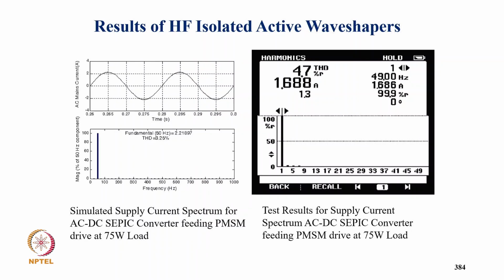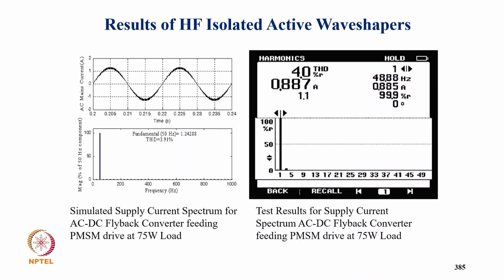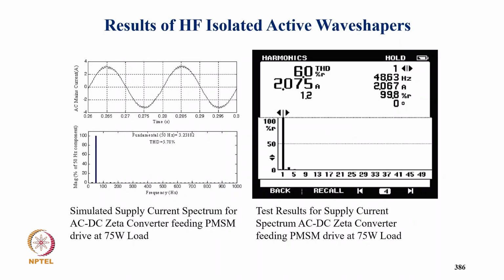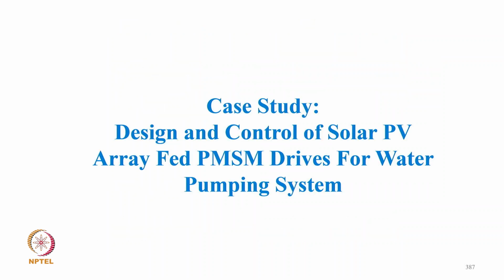And experimentally 5.7%, and the SEPIC converter is 3.25 and 4.7 also in experimental. And in case of your flyback converter, it is 3.91, and experimental is 4%. In the Zeta converter, it is 5.78 and 6% experimentally.